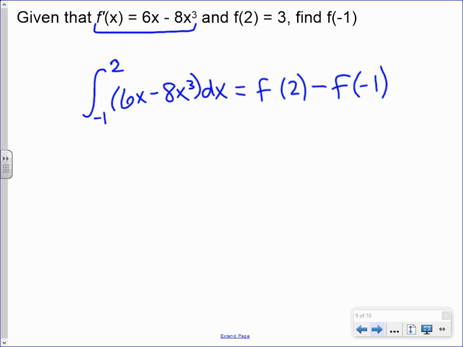All right, so our antiderivative is x squared minus 2x. We know f of 2 is 3.